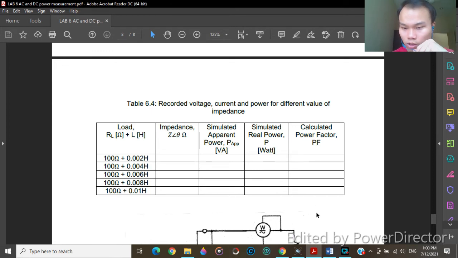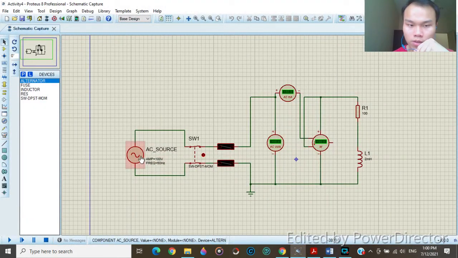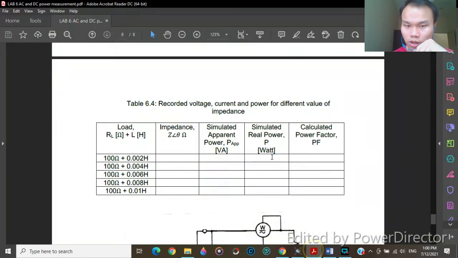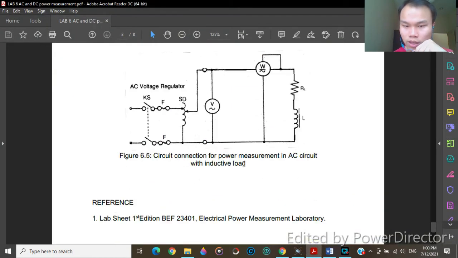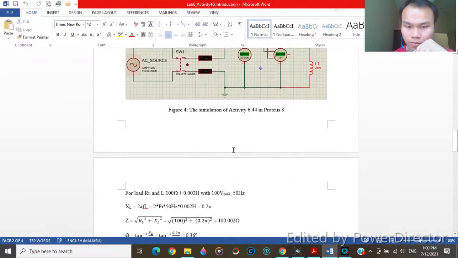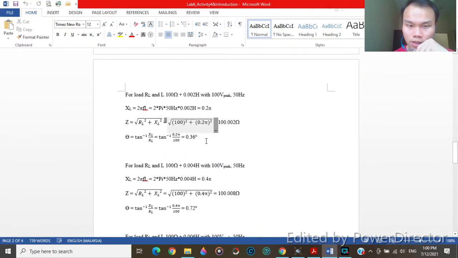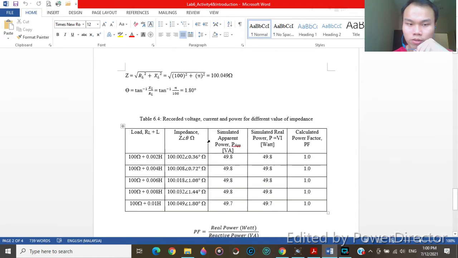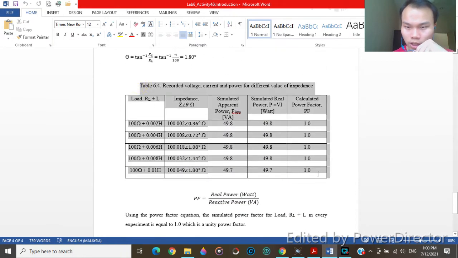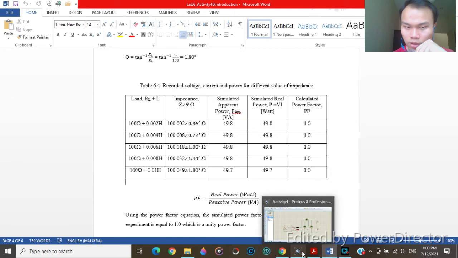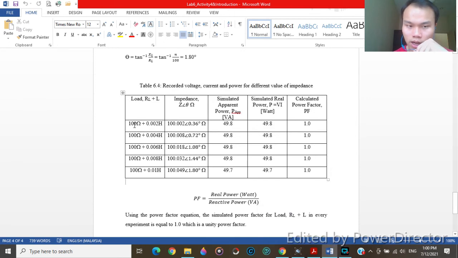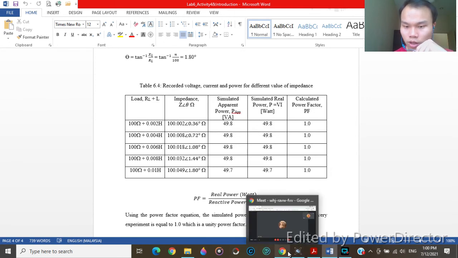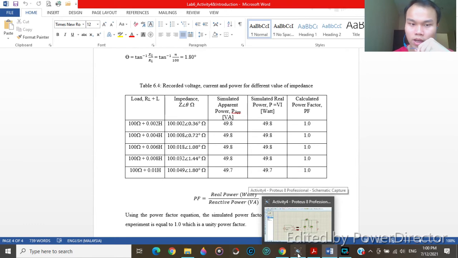Okay, so I'm going to do a simulation of Power Lab on Proteus 8 using this. So I'm going to construct a circuit based on this. Then I'm going to calculate using the formula, and insert it into the table over here. You can see, I'm using this 100 ohm and 0.02, which is a 2 millihenry inductor.